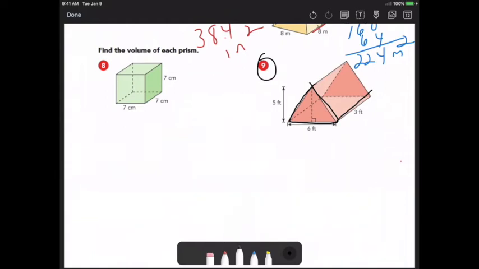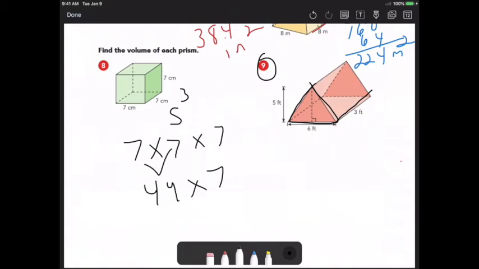Okay, so the volume for a cube is side cubed. So it's 7 times 7 times 7. So it's 49. 49 times 7 is going to be 343. And remember, that's centimeters cubed.